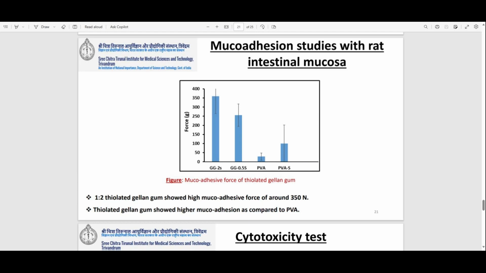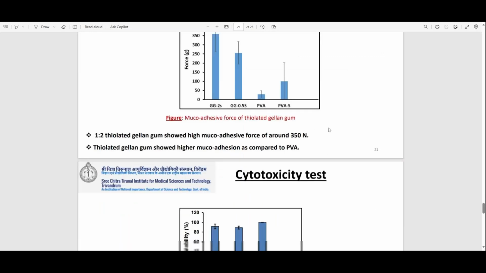Even chitosan or other polysaccharide polymers are getting a mucoadhesive force of around 100 gram only. So this system is very promising for this particular application.